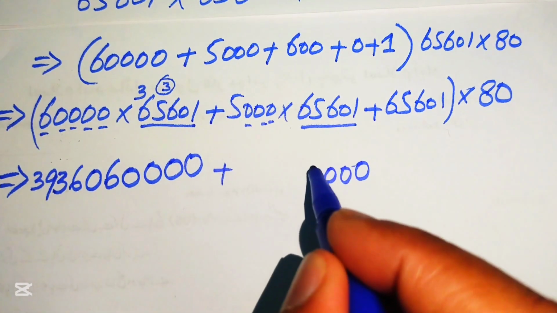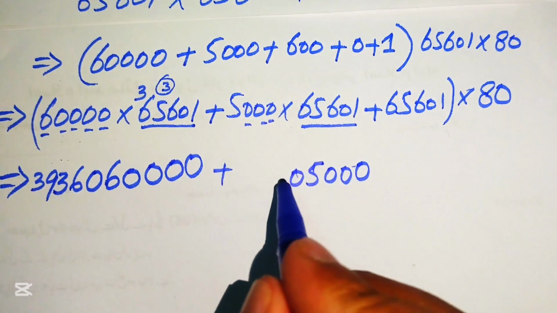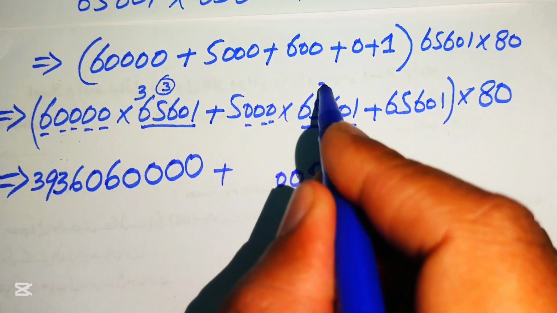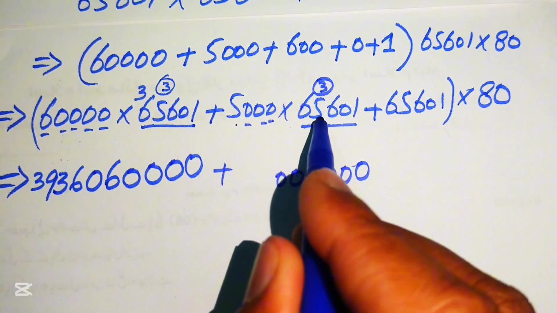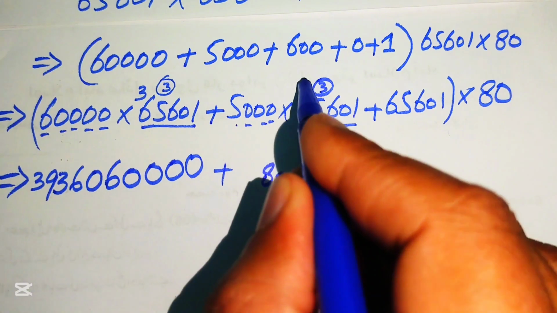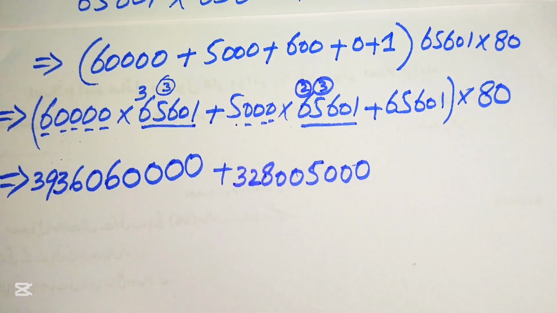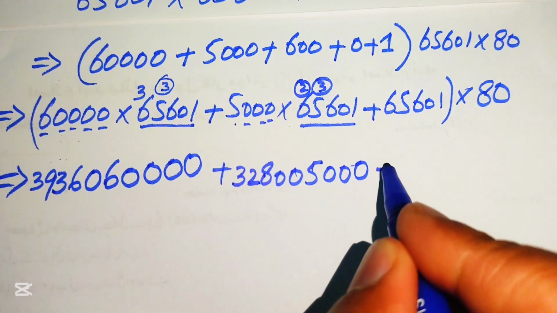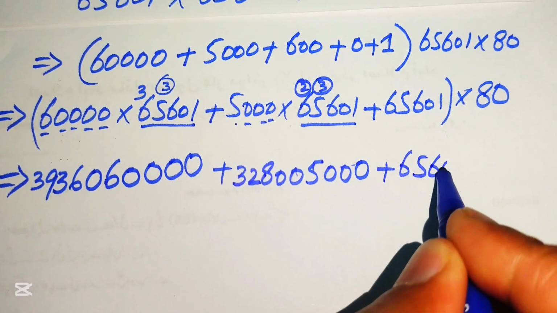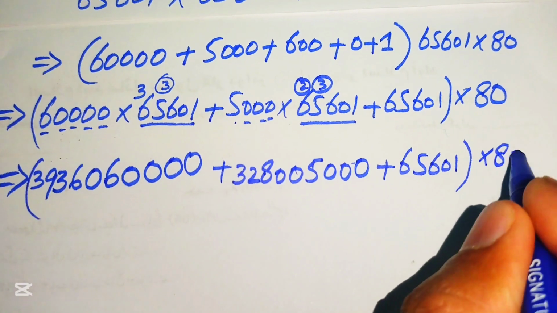So 5 ones are 5, 5 zeros are 0, 5 6s are 30. We write 0 and carry 3. So 5 5s are 25, 25 plus 3 is 28. We write 8 and carry 2. 6 5s are 30, 30 plus 2 becomes 32. Okay, so this is our plus 65601, and at the end we multiply it by 80.